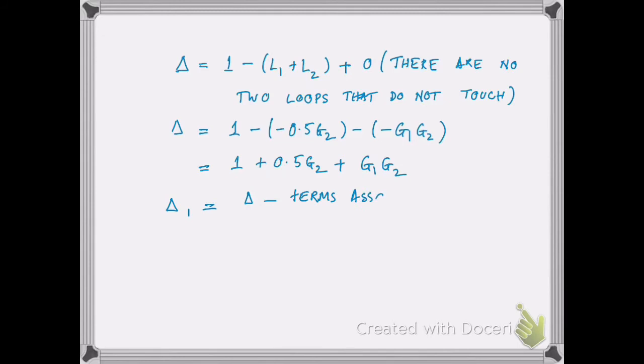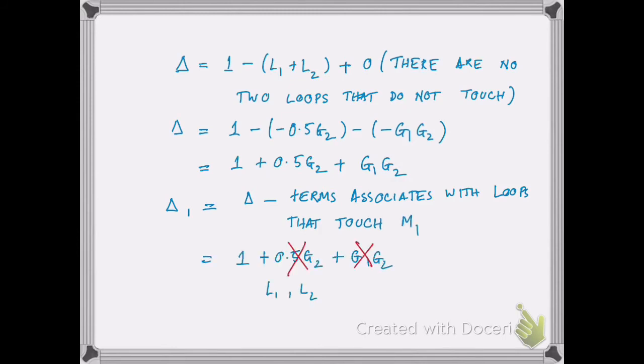Delta 1 is delta minus terms associated with loops that touch forward path M1. Now that will give us this, and these two cancel, because this is associated with loop 1 and this is associated with loop 2, and L1 and L2 touch M1, so you need to knock off both terms. So delta 1 ends up being 1.